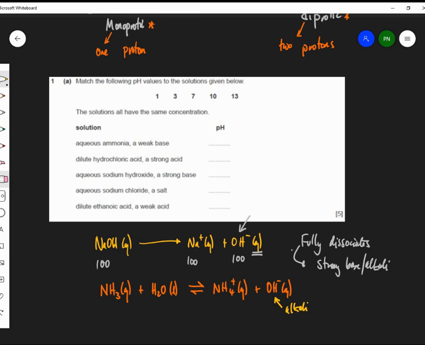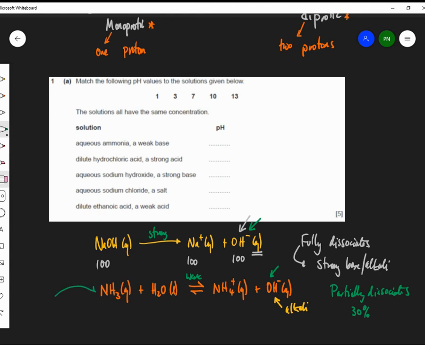Now we can tell the top one is strong because we've got an arrow. So this one is strong. And this one is weak because we have an equilibrium sign. So this only partially dissociates, about, I don't know, 30%. It's not too bad, but it partially dissociates. But we get OH minus ion, so this is an alkali. But this bottom one partially dissociates.